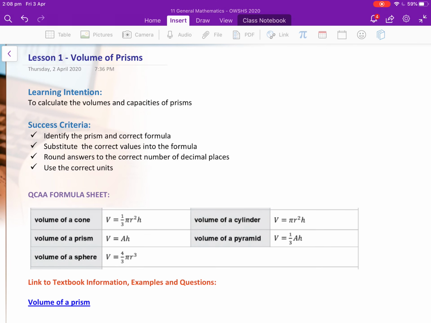Today's learning intention is to calculate the volumes and capacities of various prisms. The QCAA formula sheet formulas have been included, which include the volume of a cone, cylinder, prism, pyramid, and sphere.